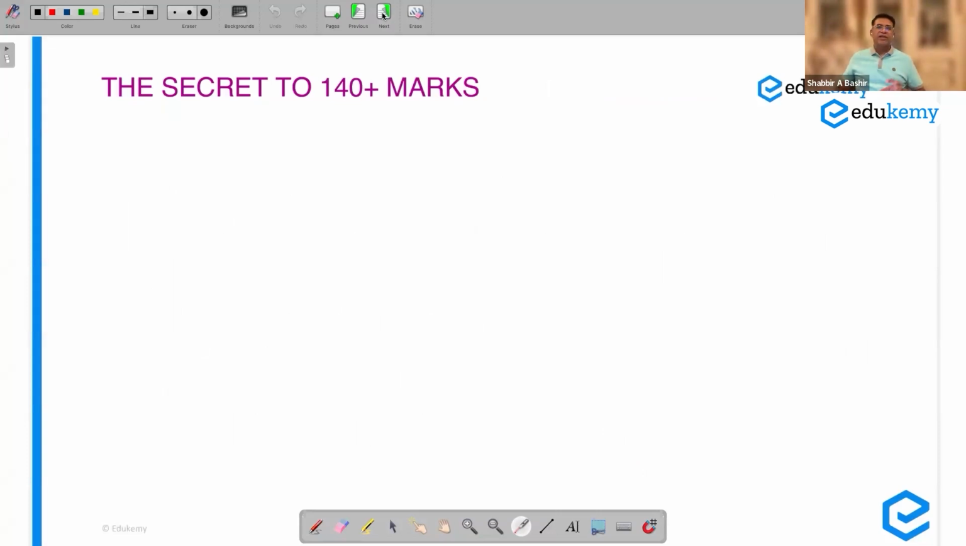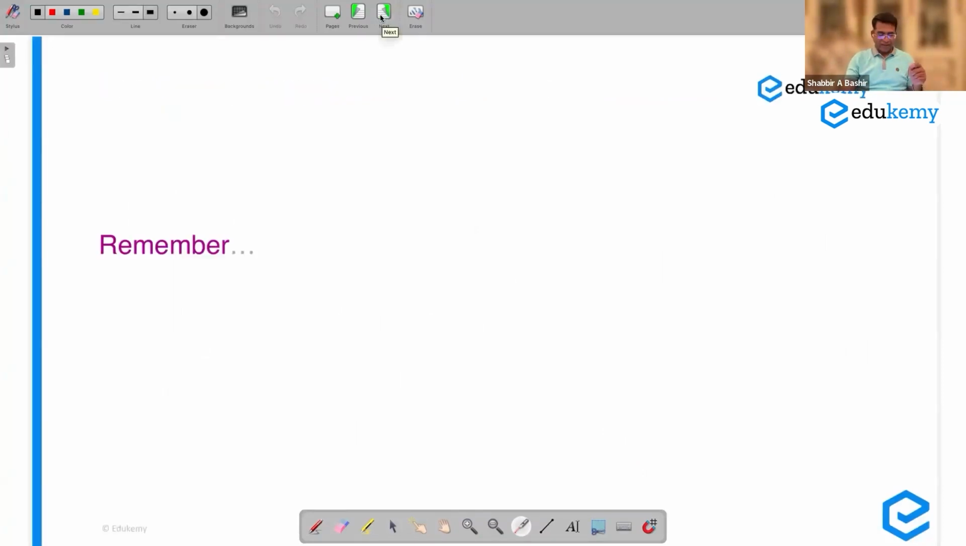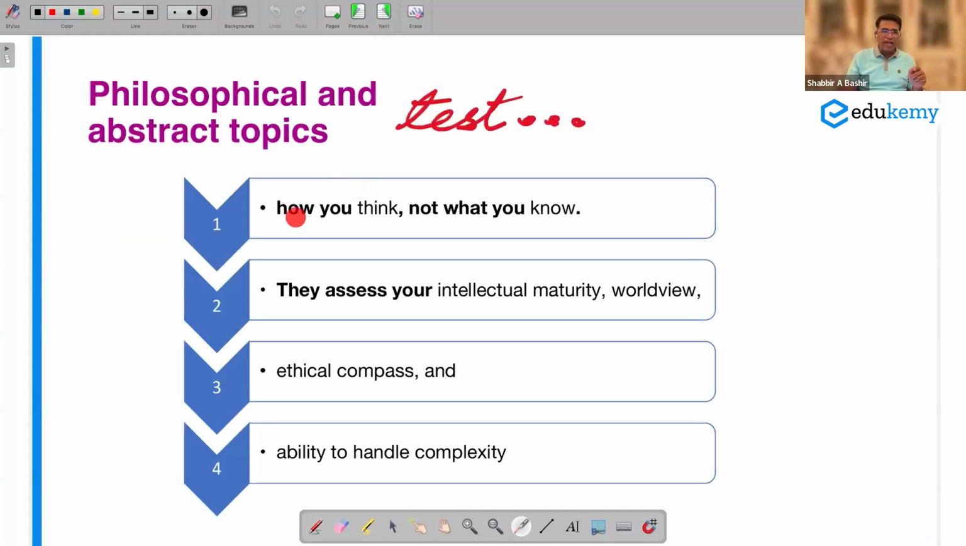I have discussed 2 techniques of how to develop dimensions. Now, how to have better dimensions and how to score that 140 plus target, how to score 135. So for that, we have another technique of getting deeper inside the topic. Remember that you are being tested for how you think. You are being tested for intellectual maturity. You are being tested for ethical compass and how to handle complexities.